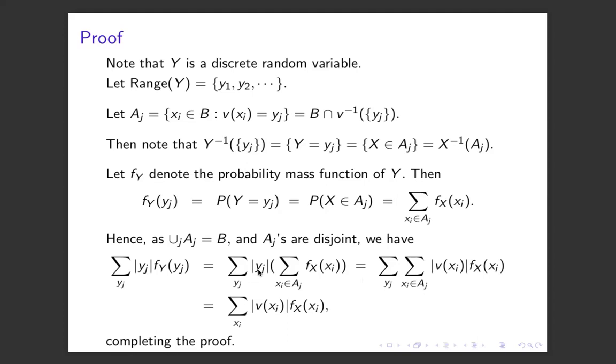Now note that for every fixed j, yj is precisely V at xi for some xi in Aj. So it is this object: summation over yj, and then, for fixed j, summation over xi varying over Aj of mod V xi f sub X at xi, which is precisely this.